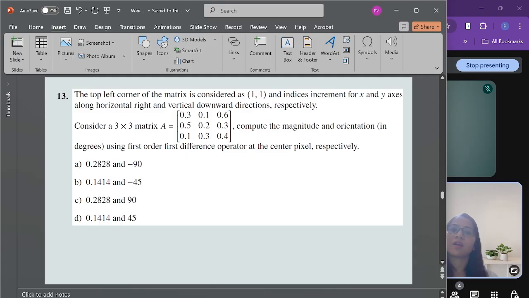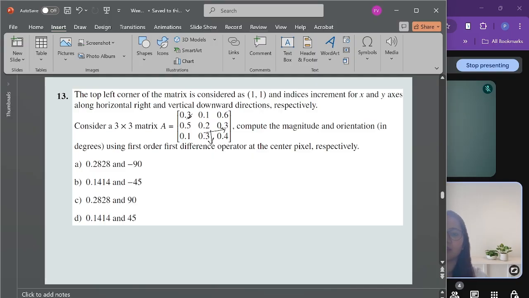Again, this type of question we have solved, so you can just practice with this question. The question is: the top left corner of a matrix is considered as 1,1, that is this one, top left. And indices increment for x and y axis along horizontal right, that means in this direction, and vertical downward, that means in this direction, respectively. Consider a 3 cross 3 matrix A.